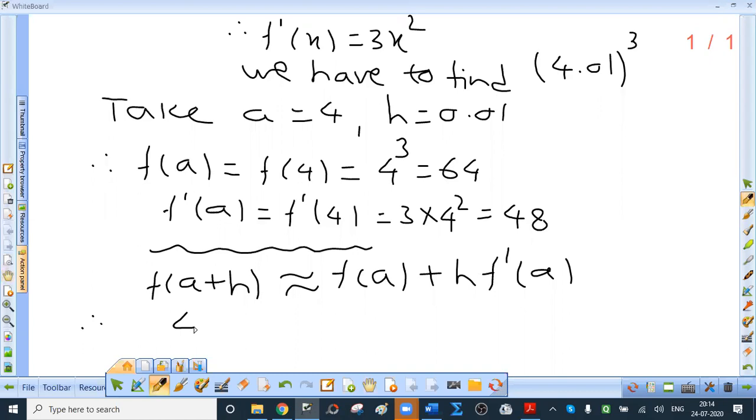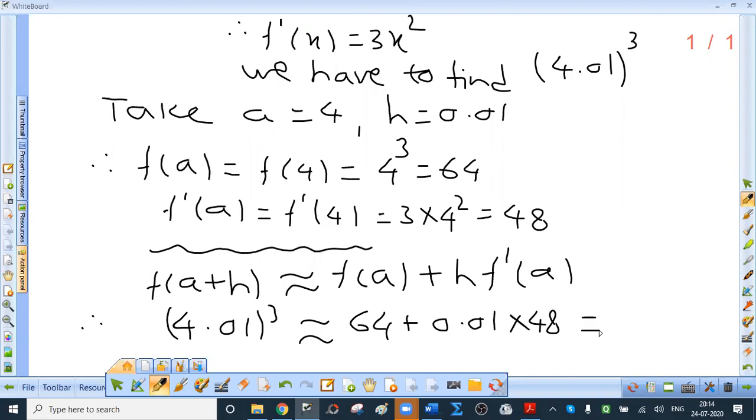Therefore, 4.01 cube is approximately equal to 64 plus 0.01 into 48. So what is the approximate value? 64.48. It is better if you write answer separately.